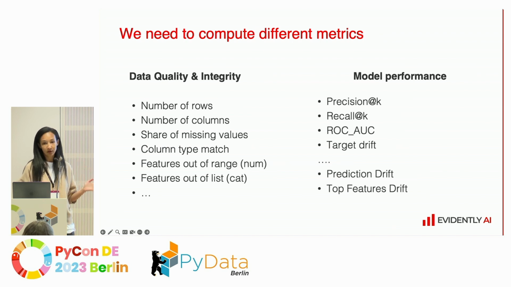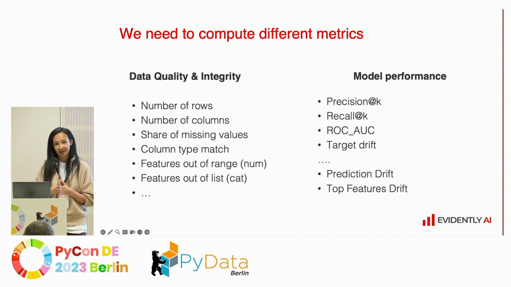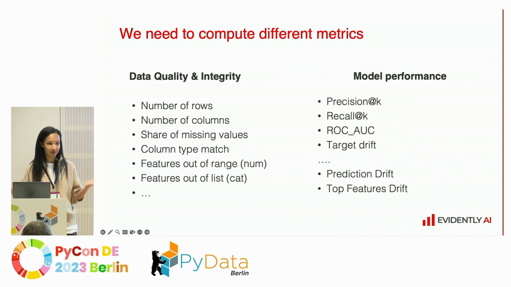So first of all, I believe everybody agrees that when something is wrong with our machine learning model, that's because the data is wrong, right? This is why we need to monitor data quality and data integrity metrics. We can start from something pretty straightforward, like number of columns or share of missing values, and move to the distributions of features, out-of-range values, top features, drifts, and stuff like that.